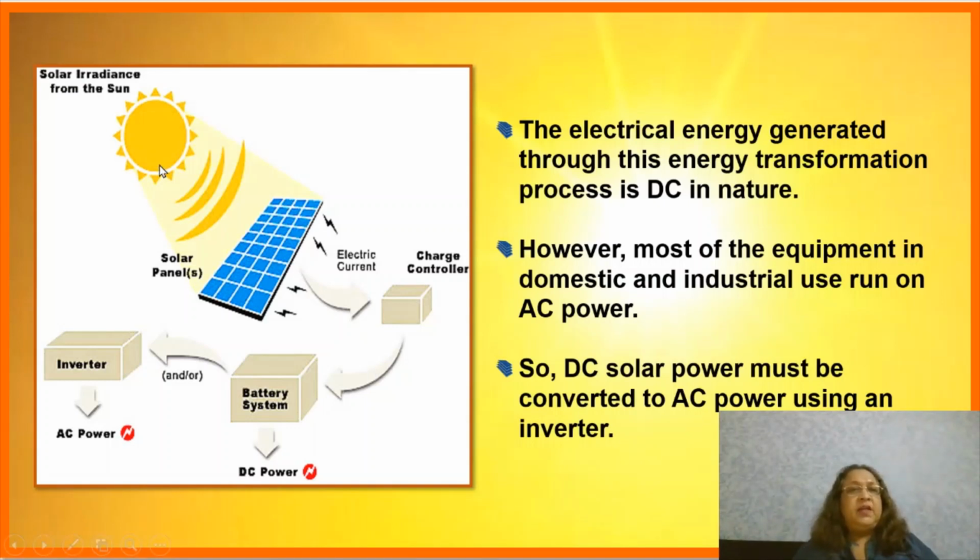So the method is that the sun rays fall on the solar panel, electric current is generated in the form of DC power, and that DC power is not suitable for household or industrial use, therefore it is changed by an inverter into alternating current or AC power.